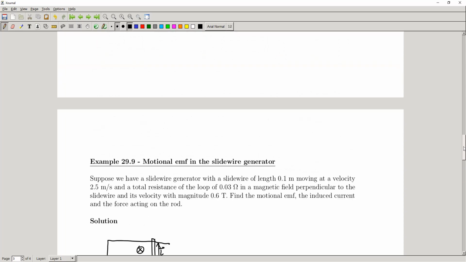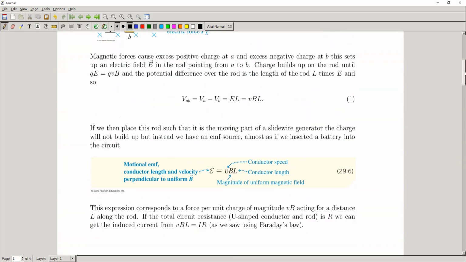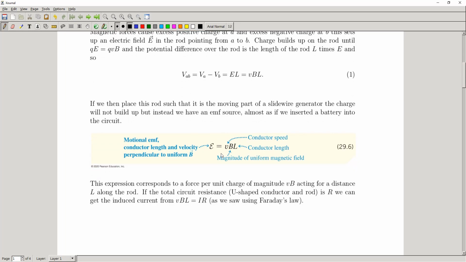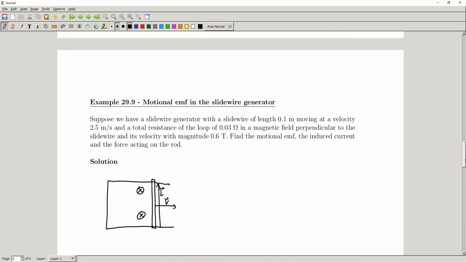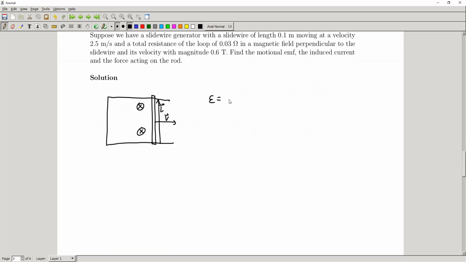Well, we just generated an equation for motional EMF with exactly that setup in mind, right? So we have motional EMF equal to VBL. So let's write that out. We have motional EMF equal to VBL, and all the things that made this equation true before are obviously true here because it was developed in the case of a slide wire generator. So we know we can apply all this here. We're given the velocity, the magnitude of the magnetic field, and the length of the wire, so this is just a simple substitution. Okay, and if you do the calculation, you'll find a motional EMF of 0.15 volts.